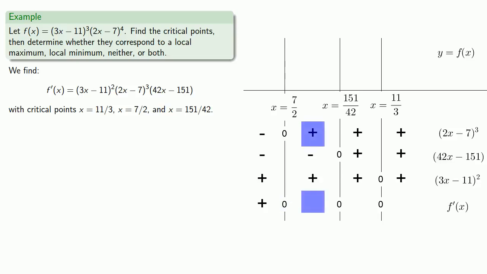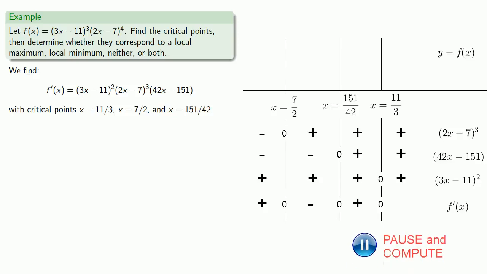and then in this second interval, the first factor is positive, the second factor is negative, the third factor is positive, and so f prime of x will be negative. And then at x equals 151/42, f prime of x will be 0. In the third region, our sign analysis will tell us that f prime of x will be positive. And then in our last region, our sign analysis will tell us that f prime of x will be positive again.